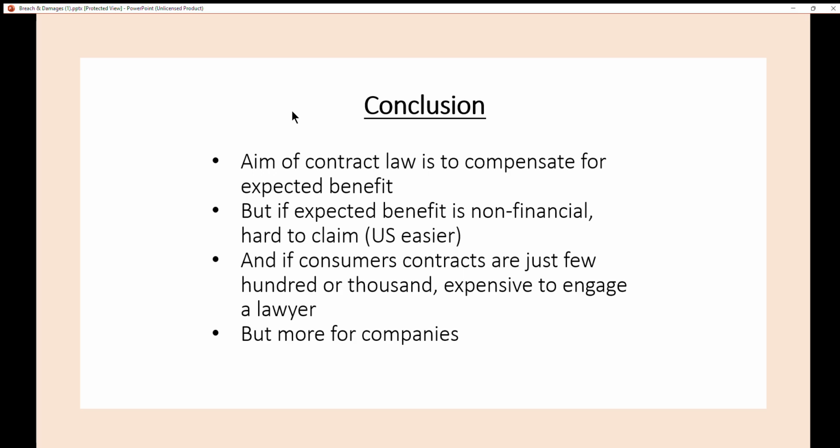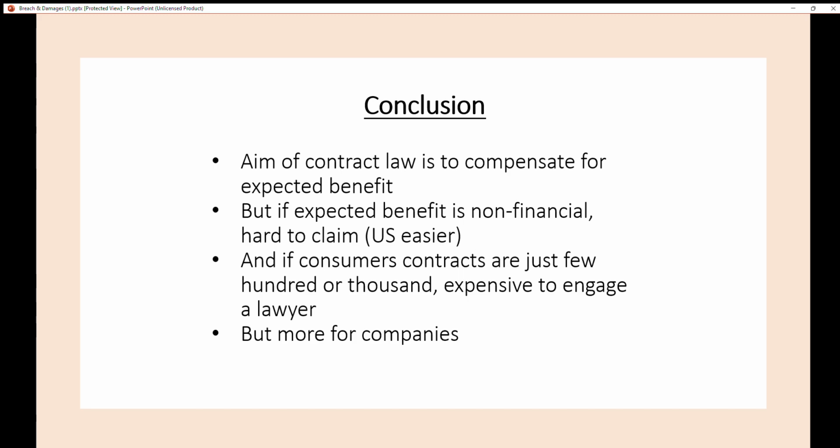So in conclusion, we see that contract law is to compensate expected benefits. Actually, the whole aim of contract law is to encourage commercial activity. It's not so much for consumers like you and me. The courts don't have time to look at all our Shopee and Lazada claims, you know, 50, 100, 200. They want to encourage big businesses to enter into complicated contracts. Then you can have all this risk taking.